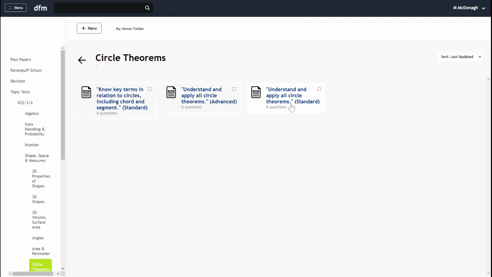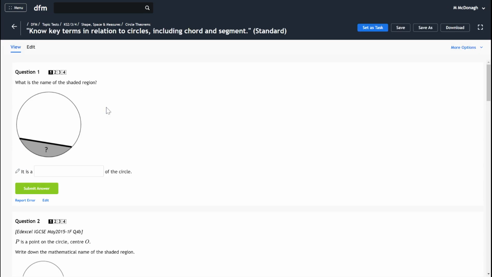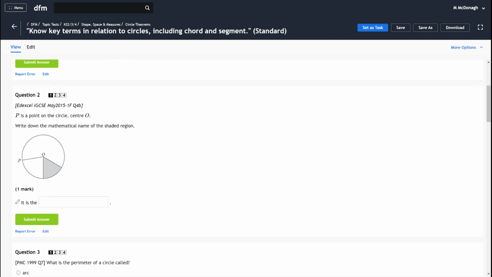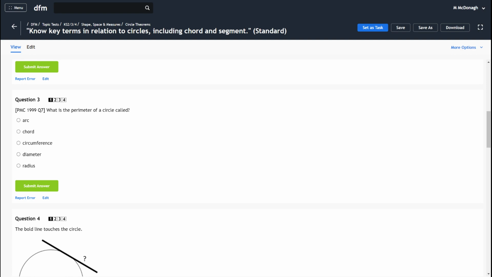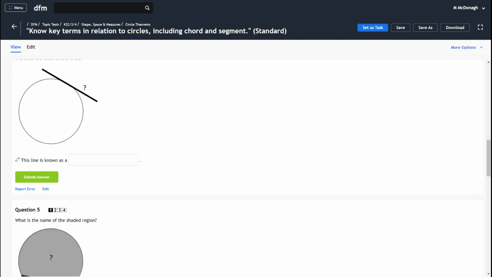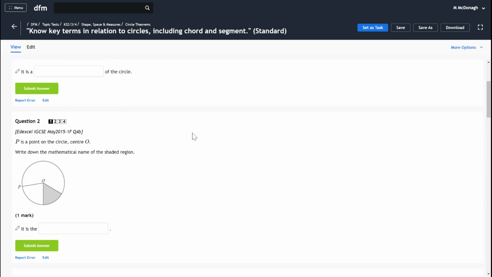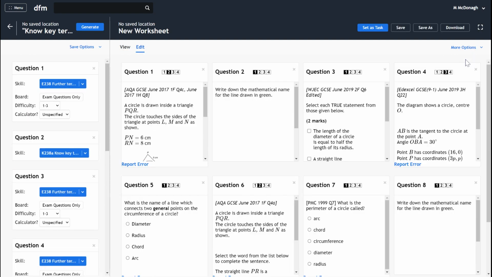So understand and apply all circle theorems, maybe including the chord and the segment. It's only 8 questions. Here's the original set of questions. So identifying parts of the circle, the mathematical name for the shaded region, what's the perimeter called, these kind of questions here. More options, generate a shadow paper.